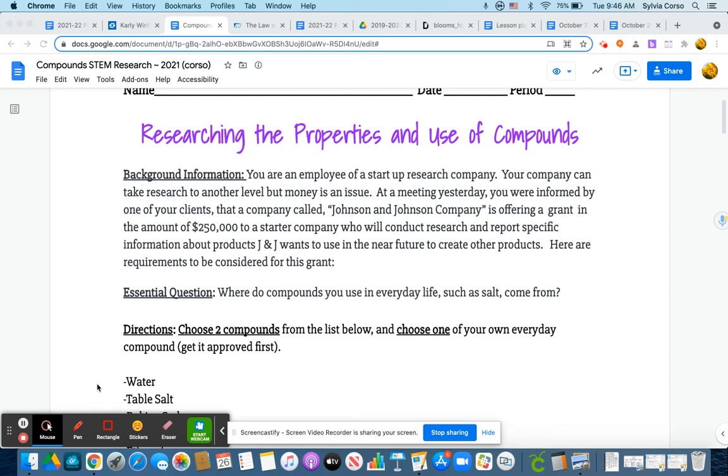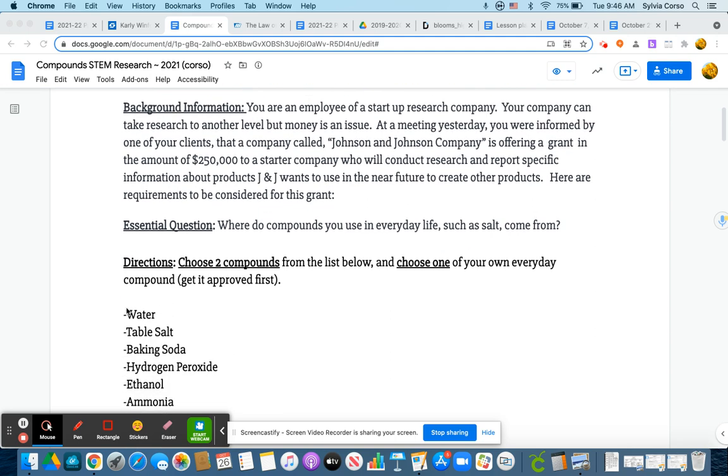Hi, today we are going to start working on our research the properties and use of compounds projects. So here's a little background information.